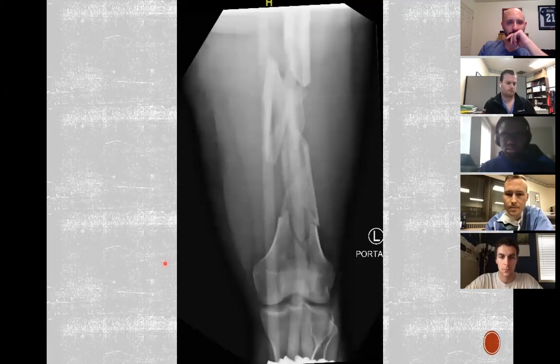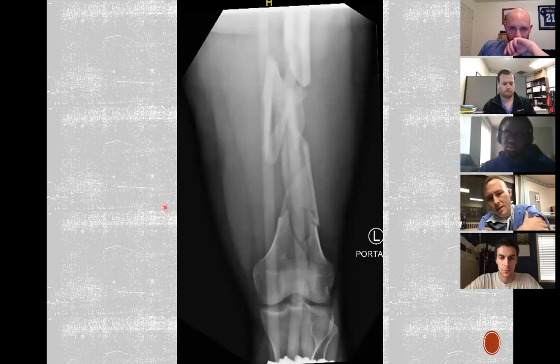Okay, more perfect x-rays because someone was diligent. Well, this AP was taken... So this is a nice talking point.